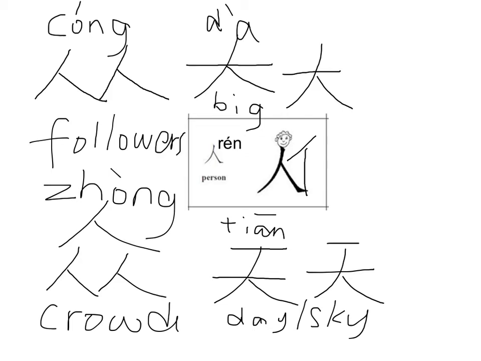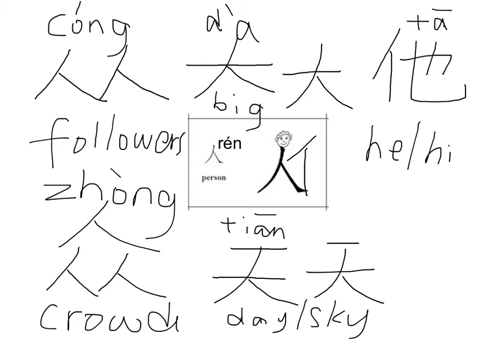Okay, so far we have 4 characters. The last character uses characters we just learned before. So I put a standing person on the left. I put 也 on the right. So it's pronounced like 他. It means he or him. 他. Okay, that's a character we learned from 人.